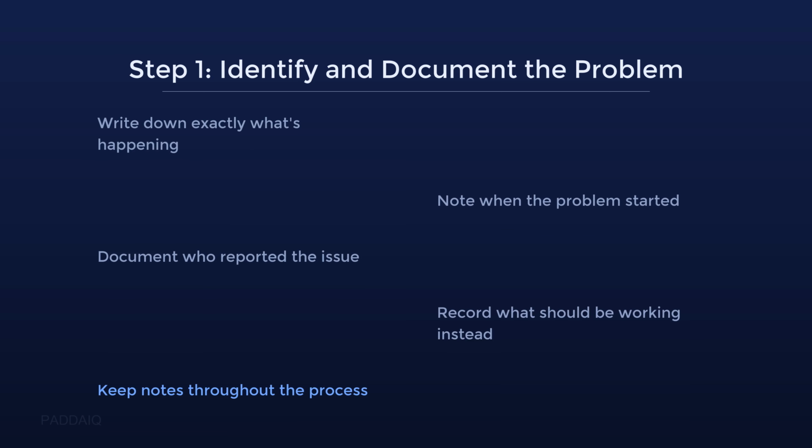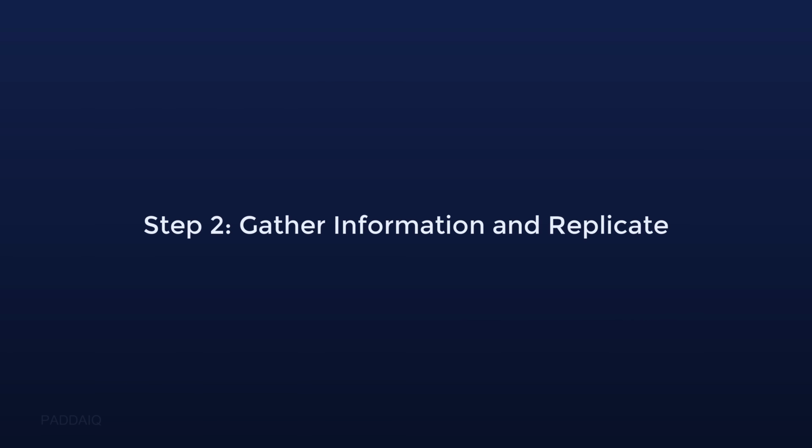Keep notes throughout the process. This means recording every step and decision as you troubleshoot. For instance, if an integration fails, write down the error codes, what you checked, and any changes made. This creates a reliable record that saves time and prevents repeating work, ensuring you can track progress and collaborate effectively with others. Step 2. Gather information and replicate.